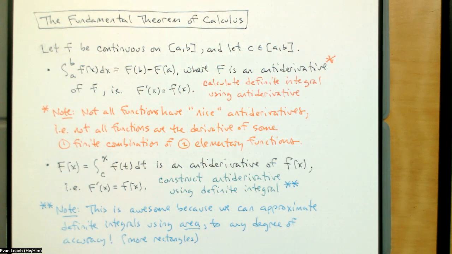These are the two parts of the fundamental theorem of calculus. First, we can calculate definite integrals using an antiderivative. And second, we can construct an antiderivative using a definite integral. The reason the first part is important is that not all functions have nice antiderivatives, that is, a finite combination of elementary functions. The reason the second part is interesting is that we can always approximate a definite integral with area to any degree of accuracy that we happen to need.